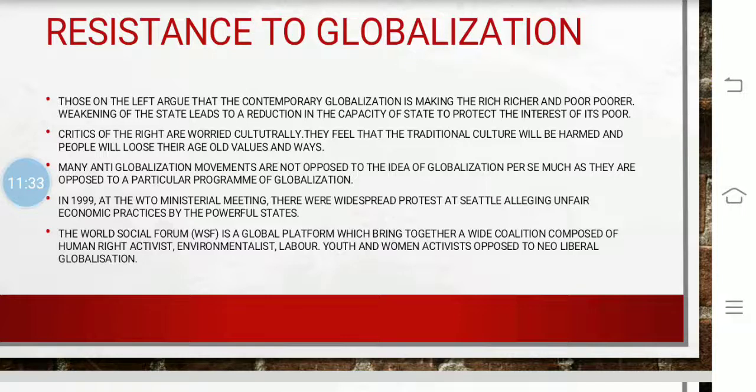And where did the first meeting of this WSF take place? It happened in Brazil in 2001. The fourth meeting was in Mumbai. India also organized this meeting in 2004, in Mumbai. And recently, in 2016, it was in Canada, in August 2016. All right. So this is it about resistance to globalization.